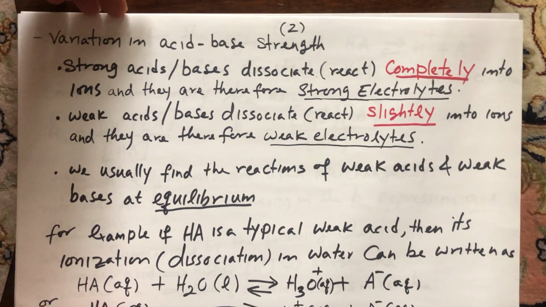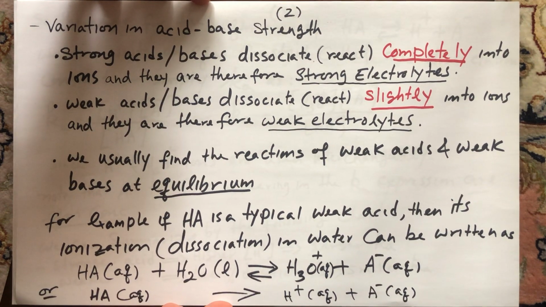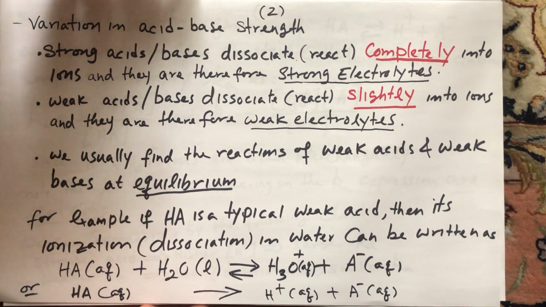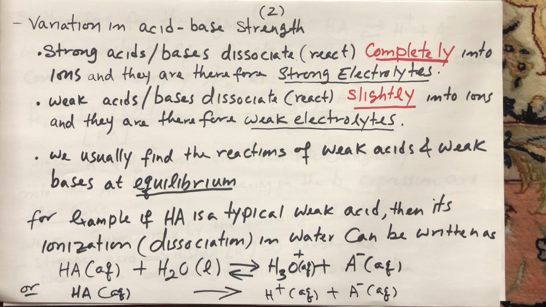Okay, now the variation in acid-base strength is something that we need to consider when it comes to the concept of acid and base equilibria. Because all the acids that we have, whether they are weak or strong, and also the bases, their strength is defined with respect to the extent of their reaction.